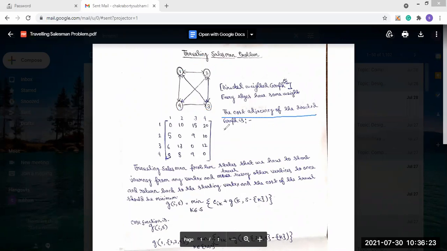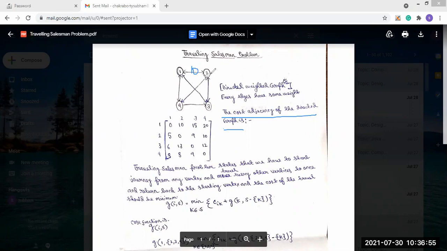Now, what is the cost adjacency matrix? The cost adjacency matrix is that, using the weight or the cost, we prepare an adjacency matrix. Let's say from 1 to 2 there is some cost given, let's say 10. So in the cost adjacency matrix, from 1 to 2 the cost we have written as 10. That's how we prepare the cost adjacency matrix.